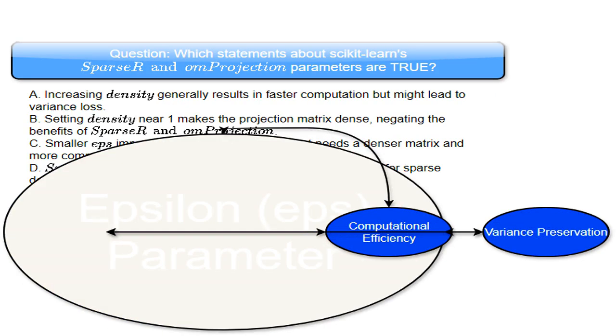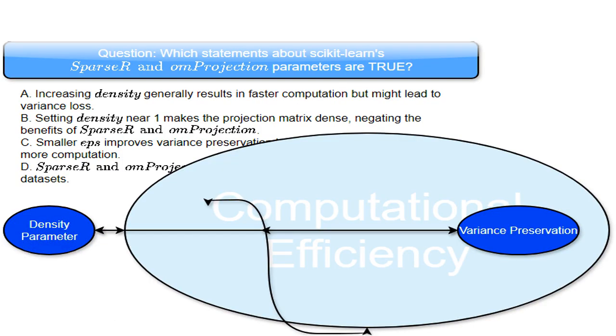Let's talk about the EPS parameter. It governs the accuracy of the dimensionality reduction. A smaller EPS value aims for higher accuracy, better variance preservation. But this comes at a cost. It usually leads to a denser matrix and thus more computation. It's a trade-off between accuracy and speed. I'll explain this concept.